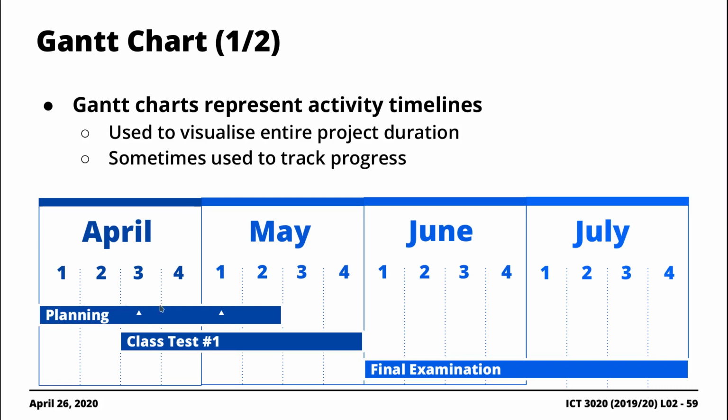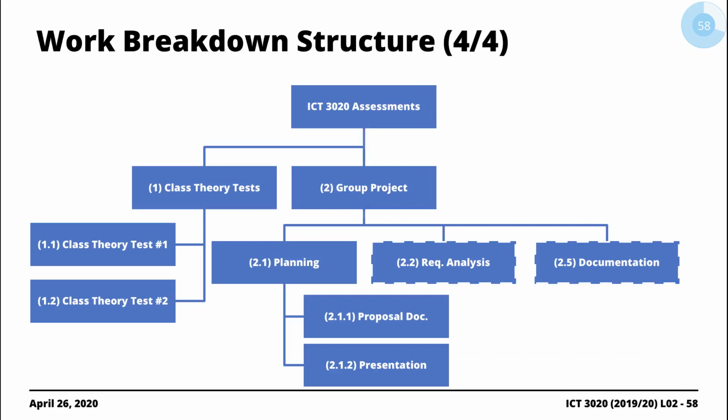I know that the planning phase is going to begin in the 1st week of April and end in the 2nd week of April. The duration is 6 weeks: 1, 2, 3, 4, 5, 6, right? It's very easy to actually visualize the entire duration of the project using a Gantt chart. Compare and contrast with something like this.